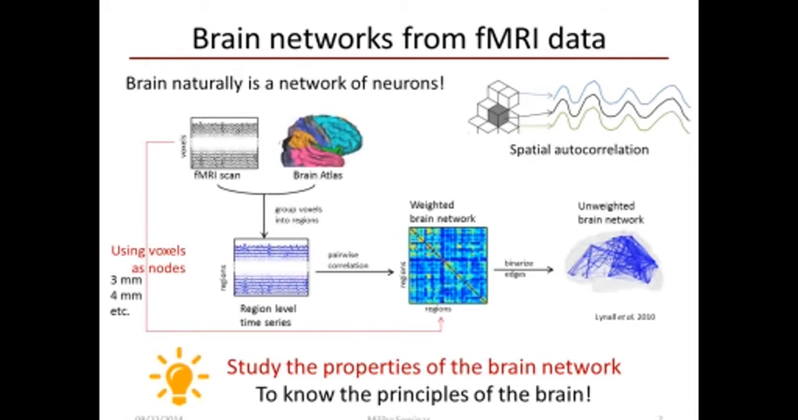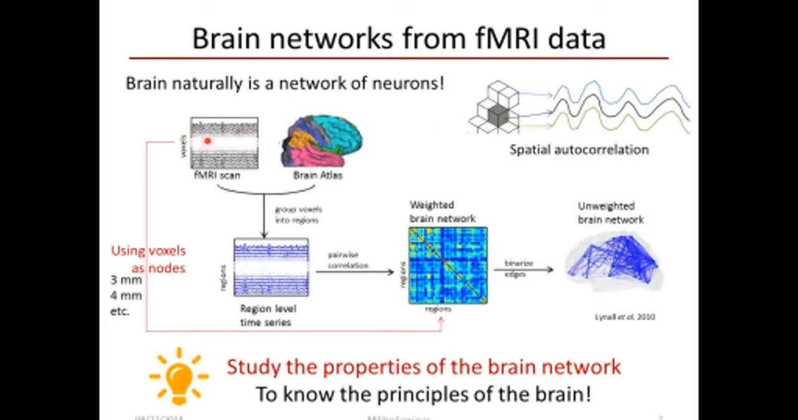Now, for a long time, we have known that the brain is a network of neurons. And so one approach to analyzing fMRI data is to model this data as a network. So this slide outlines a basic pipeline that is used to construct a brain network from fMRI data. On the left here is the representation of the fMRI data. We have a time series for every voxel in the brain, but these time series have an interesting characteristic called spatial autocorrelation, which I am showing you on the right side of the screen here, which means that adjacent voxels share very similar time series.